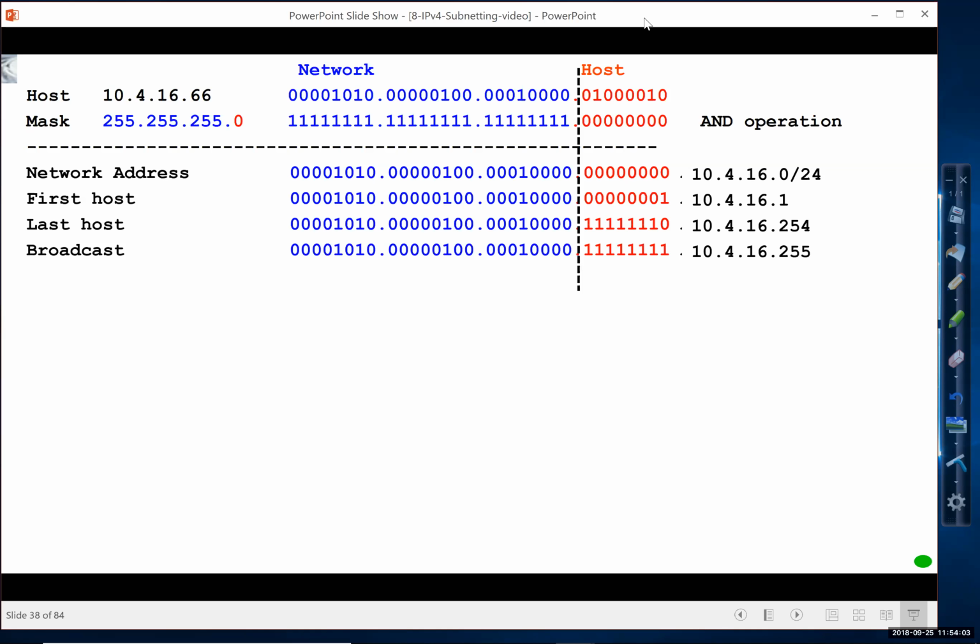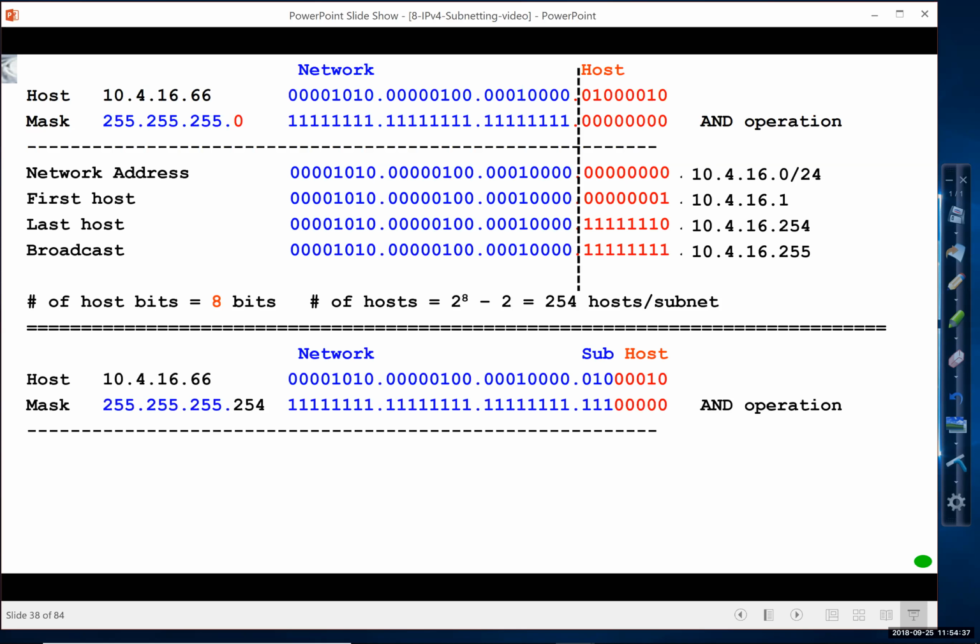So we can see that this host belongs to the 10.4.16.0/24 network in this case. First host is 16.1, last host 16.254, and the broadcast 16.255. And yes, we can see that this host IP address, 10.4.16.66, falls in that range of valid host addresses. We have 8 host bits. That's 2 to the 8th minus 2, which gives us 254 usable hosts per subnet.